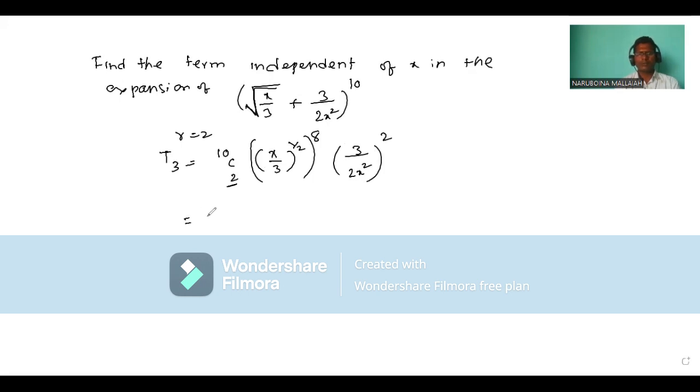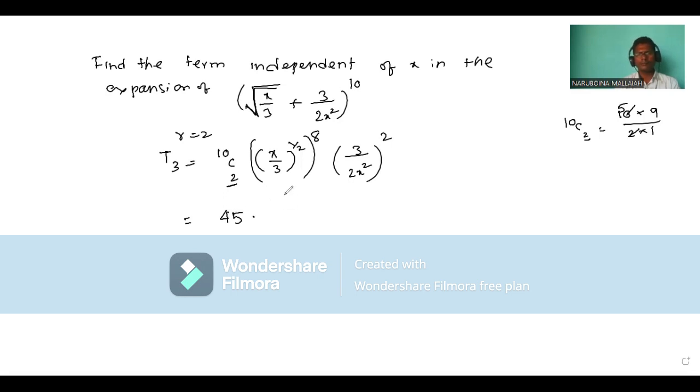After that, 10C2. If you want to find the value of 10C2, as I told you earlier, start from 10. For 2 terms only: 10, then 9. So 2 terms are over. Then start from base 2: 2 times 1. 2 ones are 2, 2 fives are 10, so 5 nines are 45.